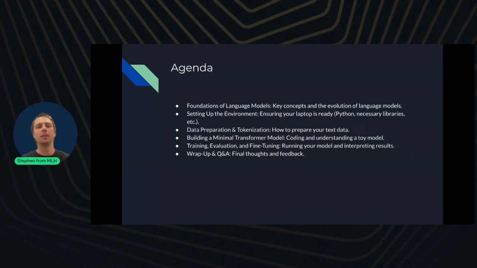All right. But the idea is going to be to first discuss the foundational concepts of large language models. Then we're going to set up our environment, ensure our laptop is ready. And I'm actually going to use Google Colab, which is one of many subscription services. The reason I'm going to use it is because I want to be able to share with you a working version of our project together. So be on the lookout for that. And then as far as data preparation and tokenization goes, we'll also learn how to prepare our text data.